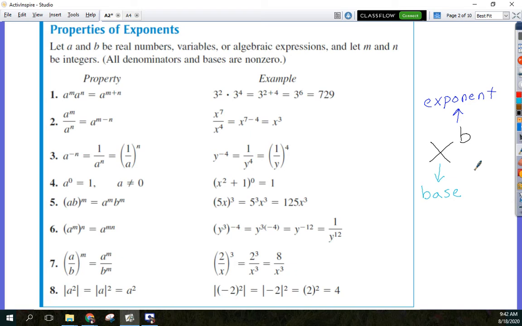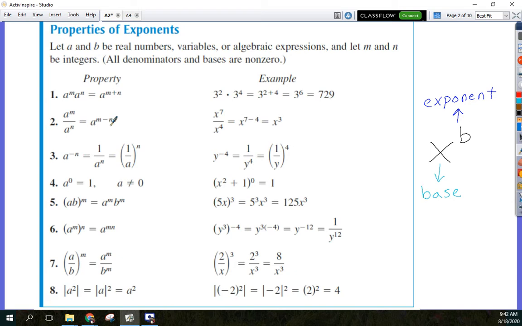So in number 1, we have a to the m times a to the n. Notice that our base for both of those is a. When we multiply two things that have the same base, we add our exponents. Very similarly, on number 2, when we divide two things that have the same base, we subtract our exponents.